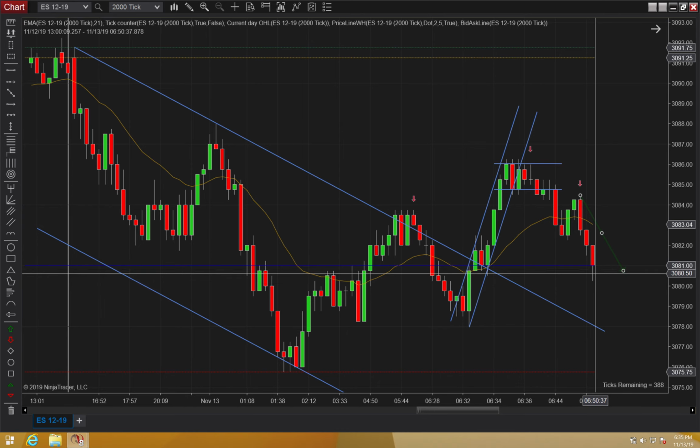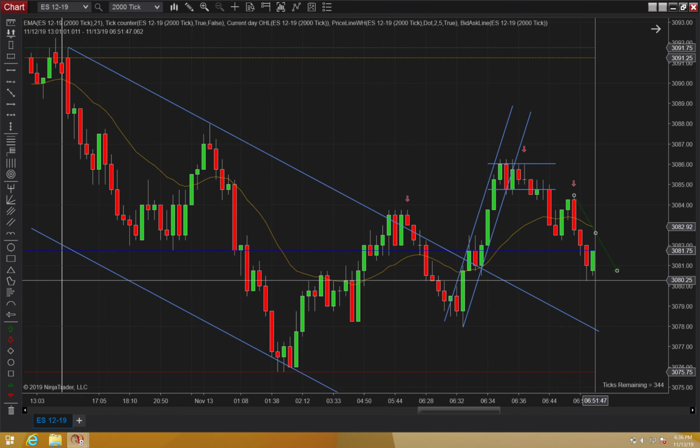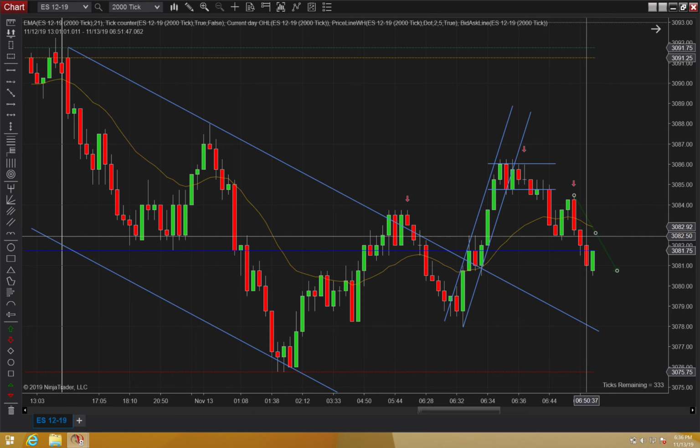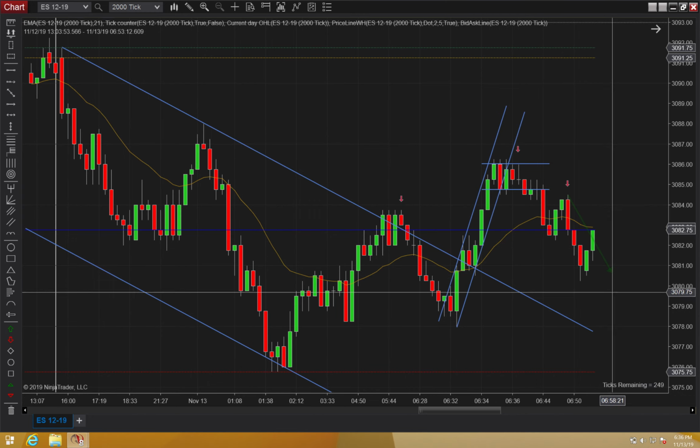And prices went right to it, but didn't tick through, and then made this inside green bar. And then I had my cover stop one tick above this red bar right there. And on the next bar, it got me out. But it was a measured move.